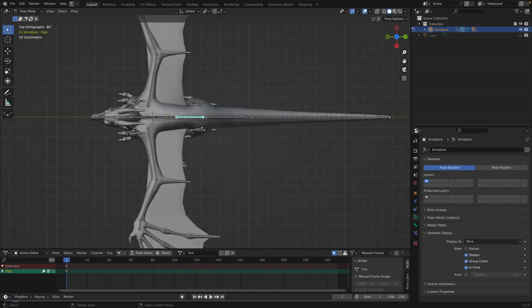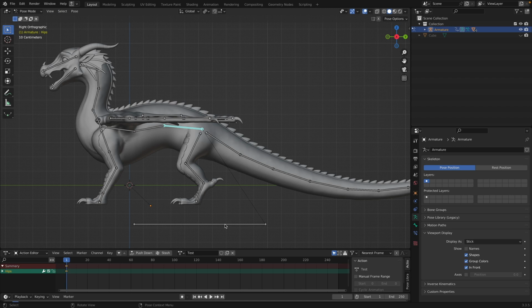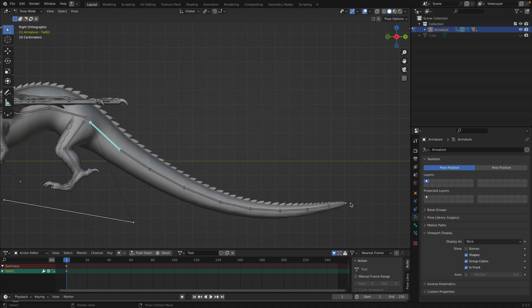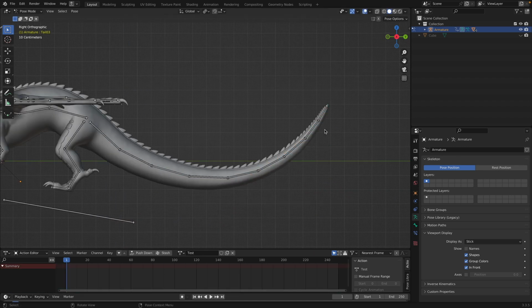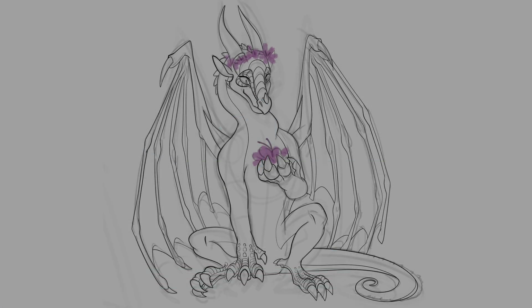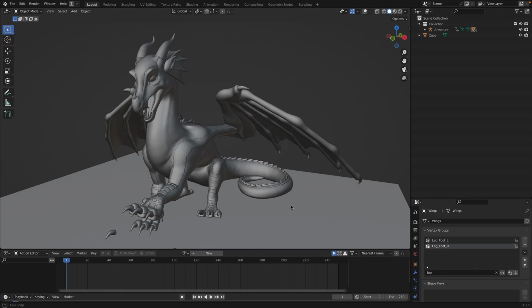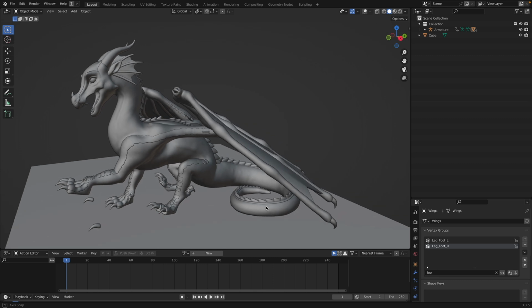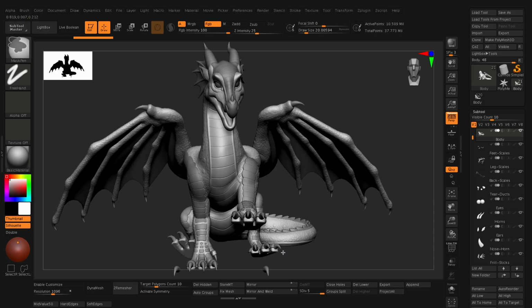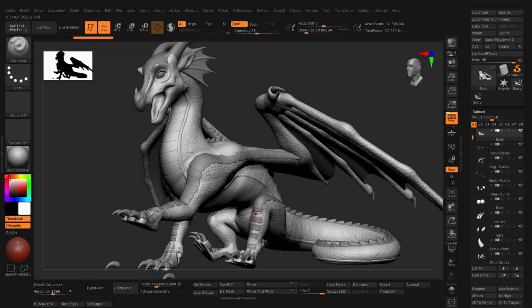With the bones in place and the weights set up, I now pose the dragon, moving the bones around until they're in the desired position. Sometimes I find it helpful to make a sketch of the pose so I have a reference on how I would like it to look. When I'm satisfied with the overall pose, I return to my sculpting program to make tweaks and adjustments by hand.